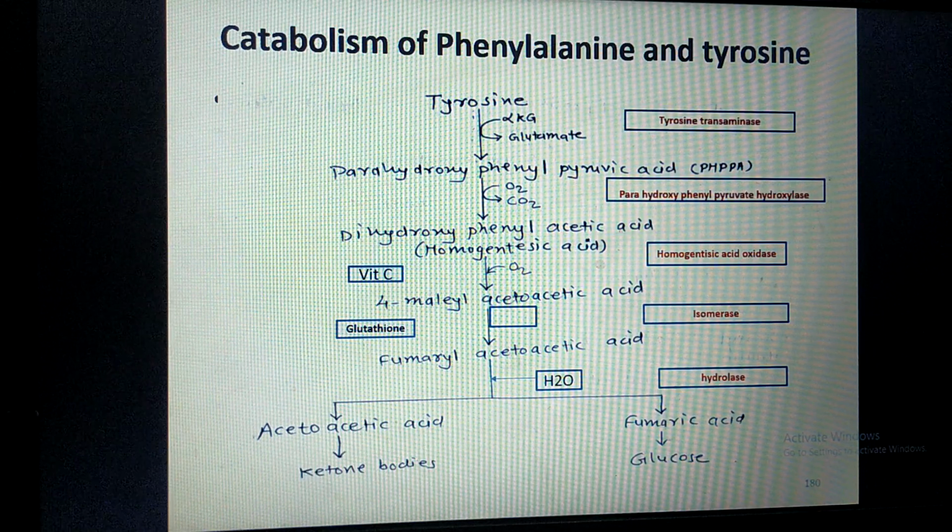fumarylacetoacetic acid. Now this fumarylacetoacetic acid is broken down into two compounds by hydrolysis, enzyme hydrolase, and these two compounds are acetoacetic acid and fumaric acid. Acetoacetic acid is converted into ketone bodies and fumaric acid is later on converted into glucose. Therefore, in the beginning I told you that tyrosine is both a glucogenic and ketogenic amino acid. So this is about the catabolism of tyrosine.